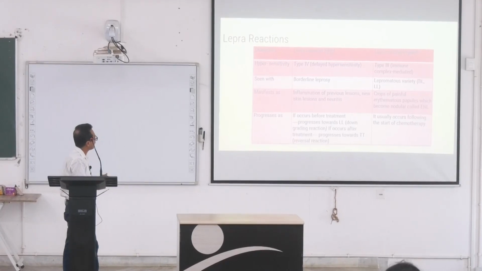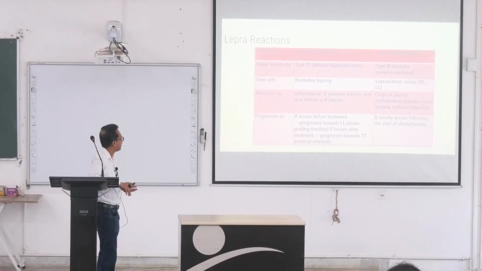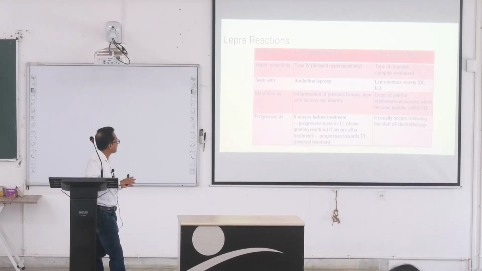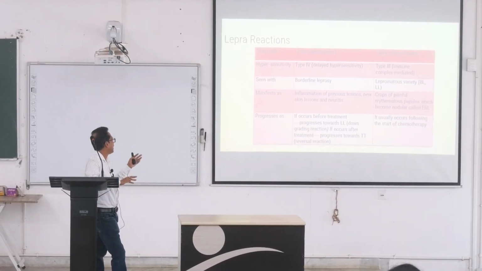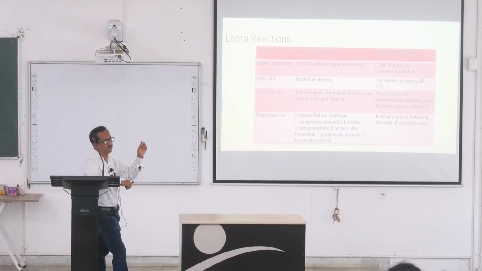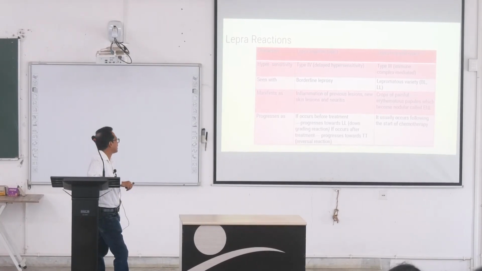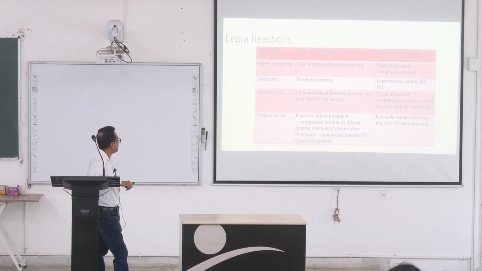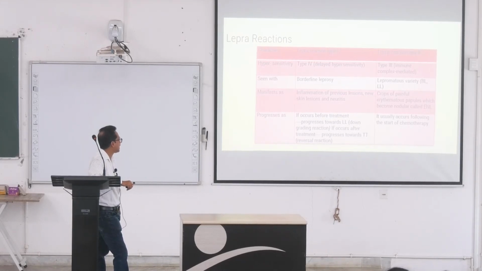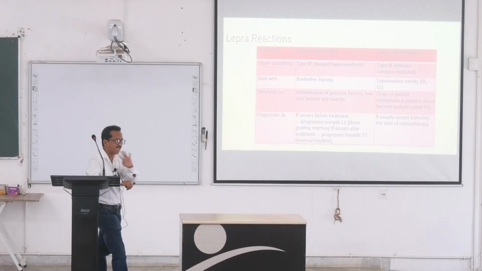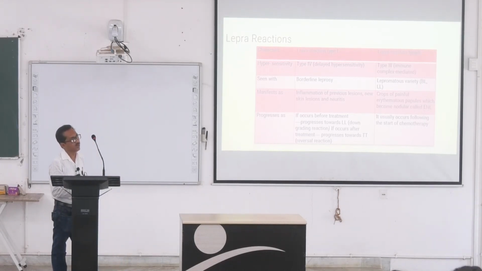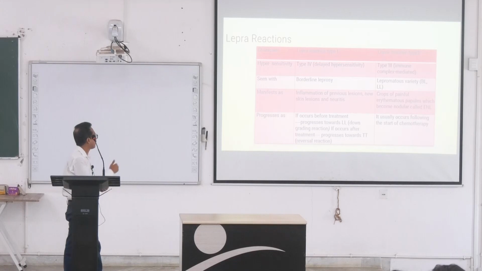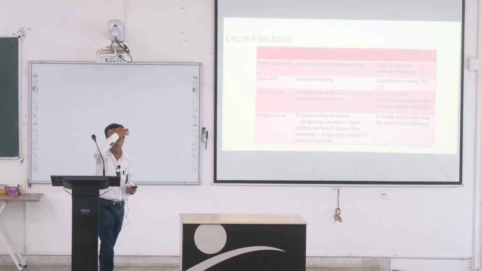Now, when can it occur? Type 1 can occur before treatment progress. When it appears, you may think that it was borderline type, but it was going towards the lepromatous type. So if it occurs before treatment, progressing towards lepromatous type, it is a downgrading reaction. If it occurs after treatment, the patient had already had treatment, then presented with type 1 lepra reaction, it has progressed toward tubercular type. So this part is important.